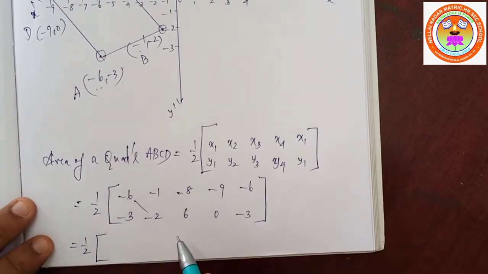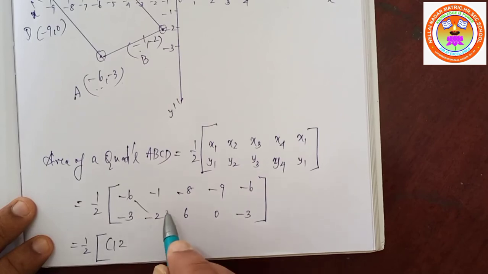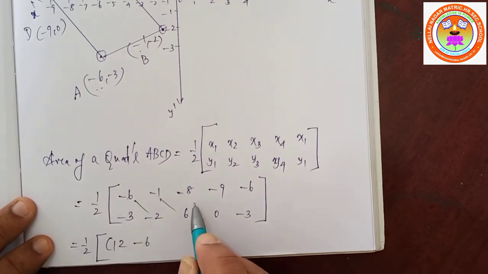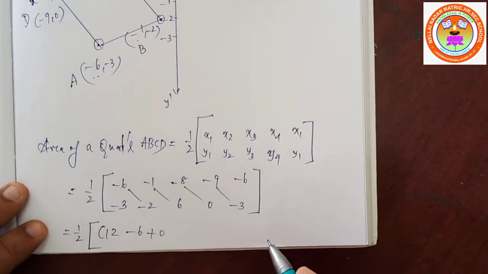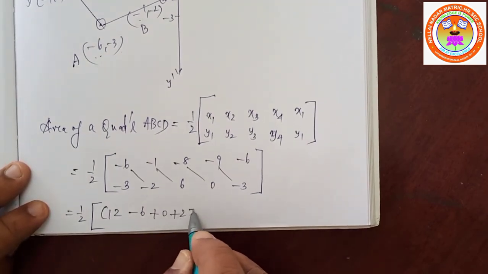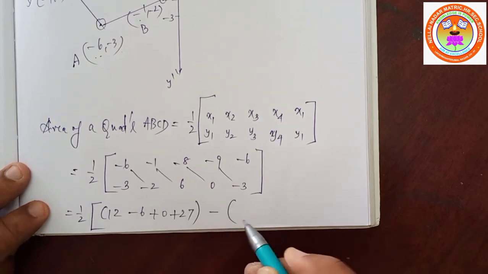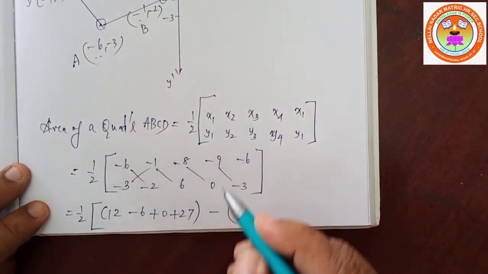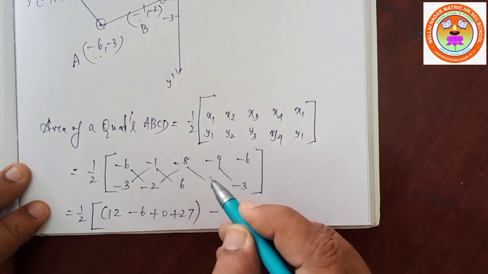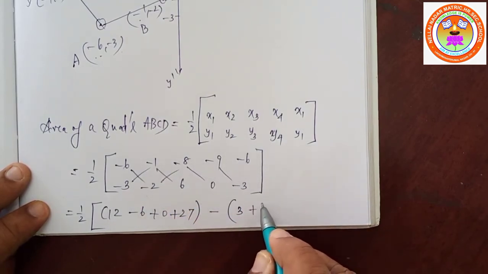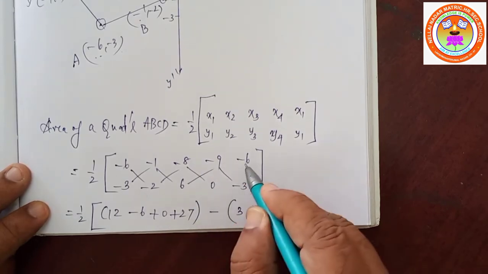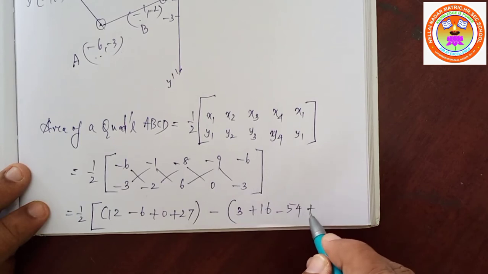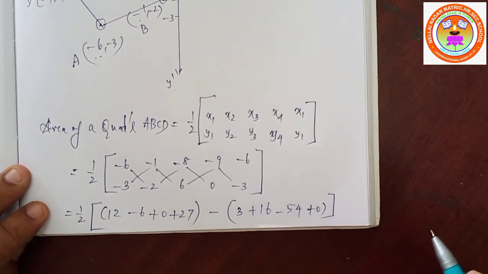Multiply minus 6 into minus 2, that is 12. Minus 1 into 6, minus 6. Minus 8 into 0, 0. Minus 9 into minus 3, plus 27. Minus of. Multiply these two numbers. Minus 3 into minus 1, 3. Minus 2 into minus 8, 16. 6 into minus 9, minus 54. 0 into anything is 0. Close the bracket. Now we can eliminate the brackets.